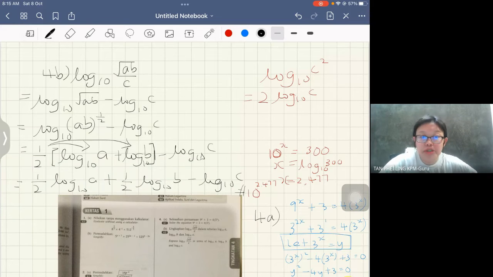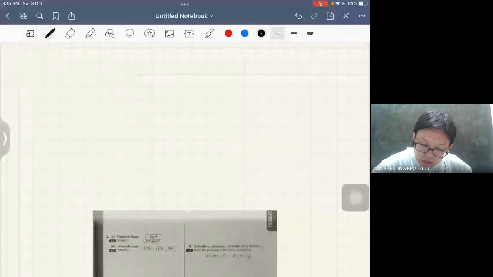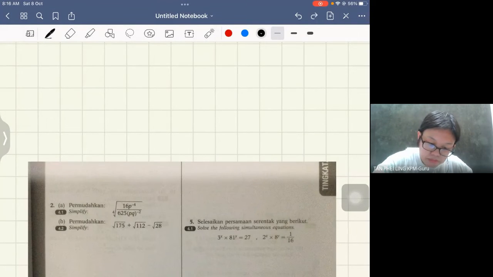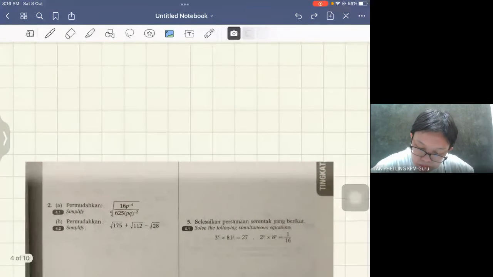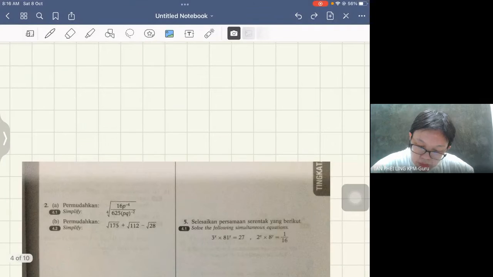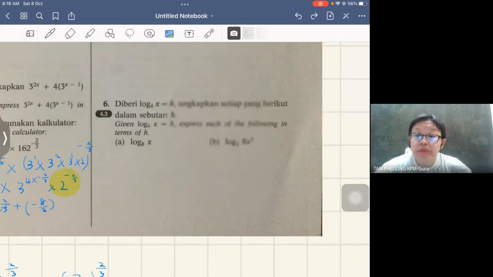So any more question? Just now, Jess was asking about number 6, right? So let's go on to number 6. Okay, so number 6 is over here. They want you to change to base 4, right? So when they give you base 8 and base 2, it's very clear that you have to use the law where you change the base.